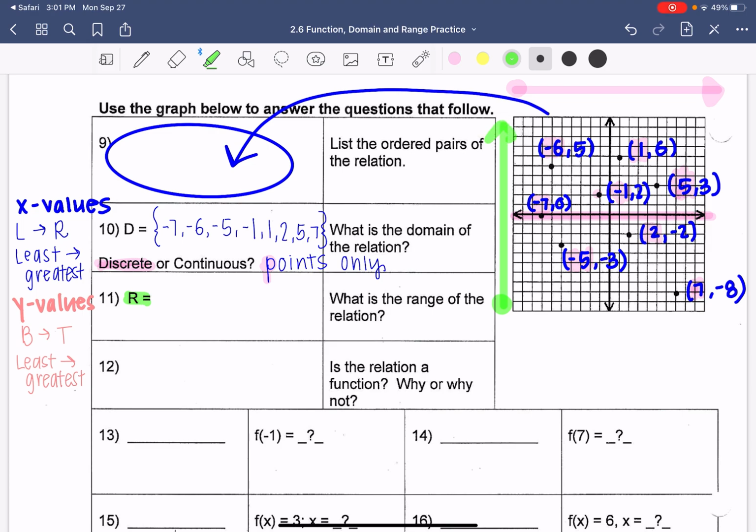When I mark off my range, I'm going to start from the lowest number. The lowest point I have is at negative 8 on my y-axis. My y-axis, guys, is this one right here, and this is what I'm paying attention to when it comes to numbers. The next one is at negative 3. Again, we're going to make sure we do not repeat. The next one up is at negative 2. Then we have a 0. We have a 2.